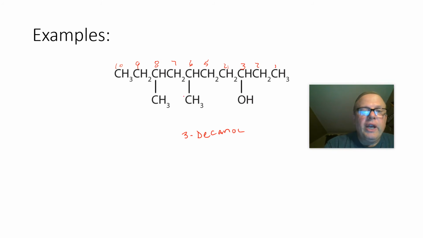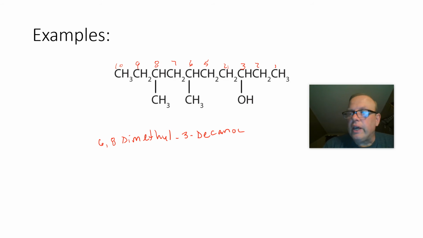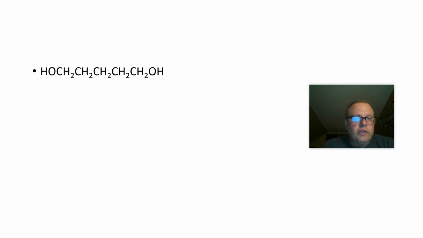And I have these two branches here, one off the 6th and one off the 8th carbon. So it would be 6,8-dimethyl-3-decanol, like that. Look good? Look good. Okay. Here's another example here.